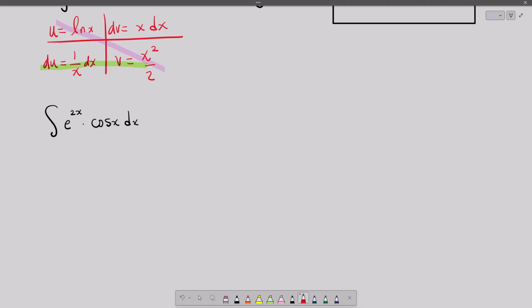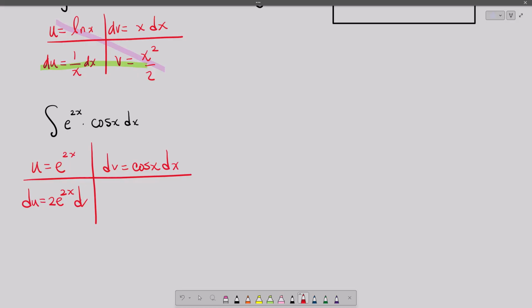And it's not going to matter which we choose for u and which we choose for dv. I'll just do it in the order that it's presented. So here would be the first row of our integration by parts table. And then the first column we're differentiating, so du will be 2e to the 2x times dx. Here we're integrating, so we'll have sine of x.